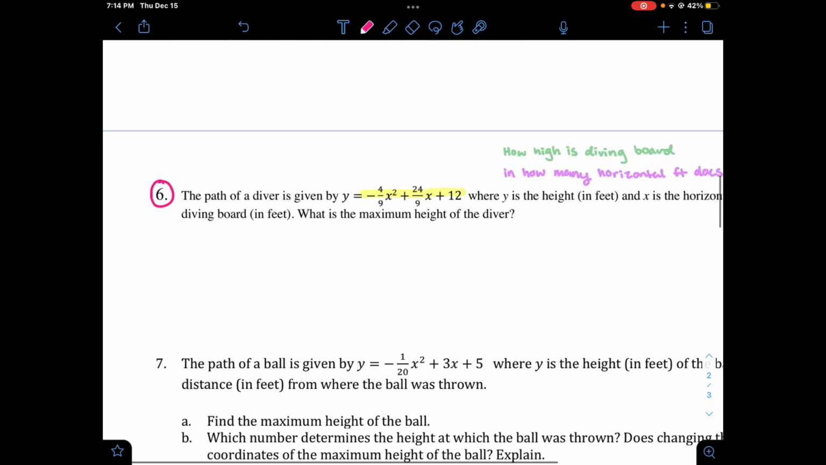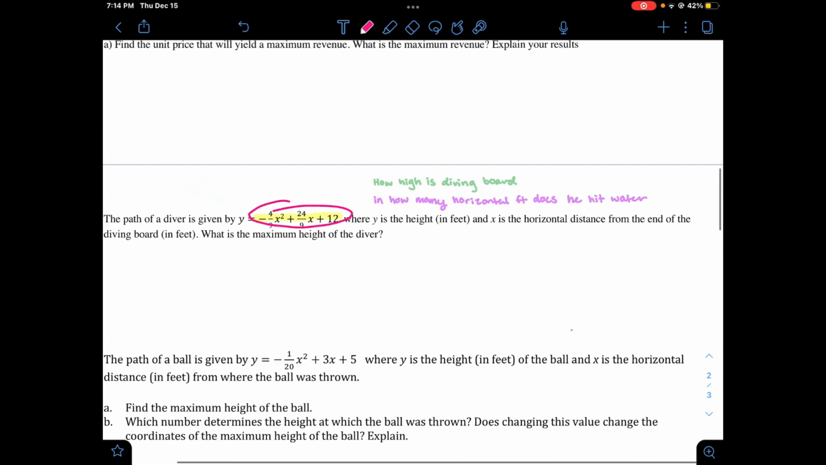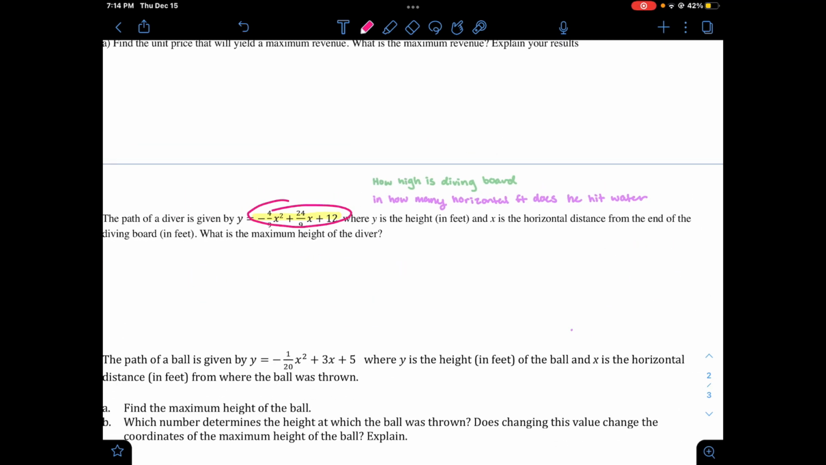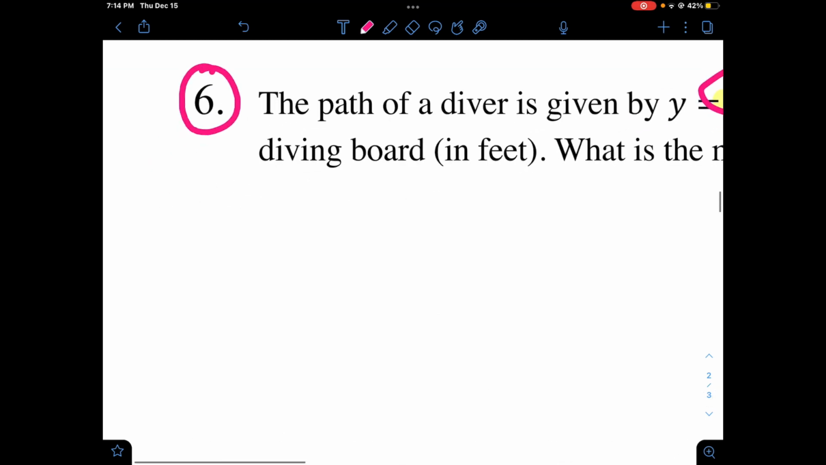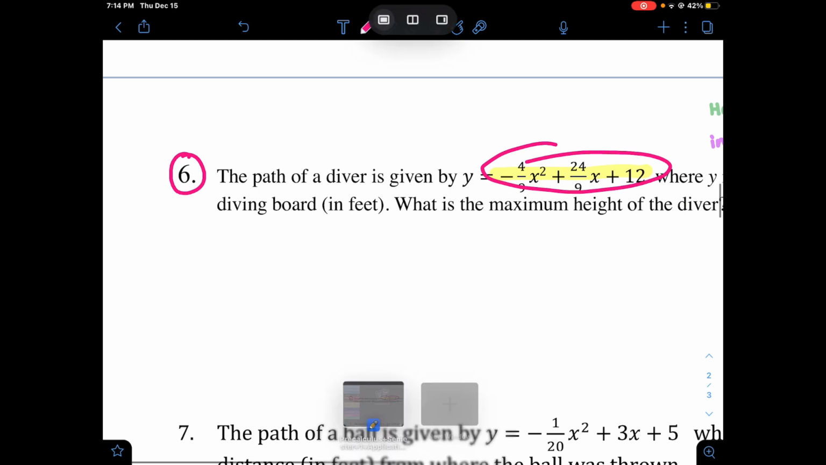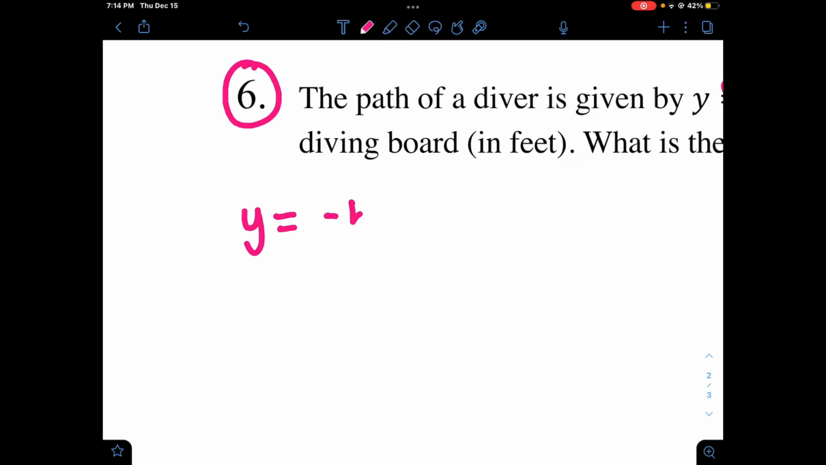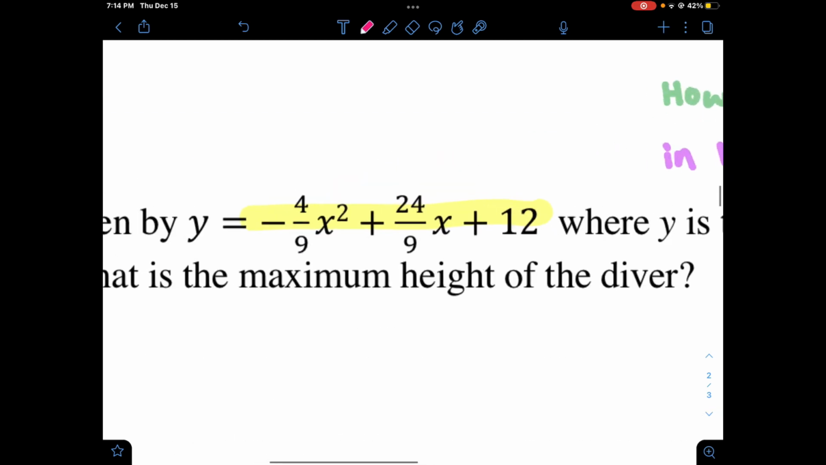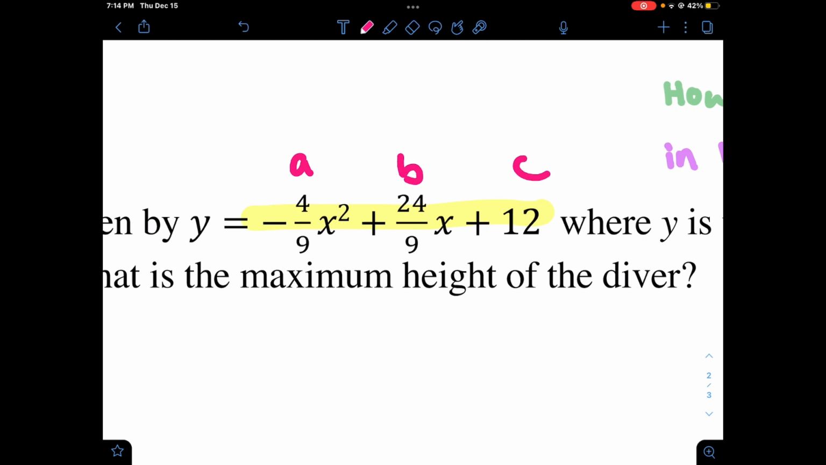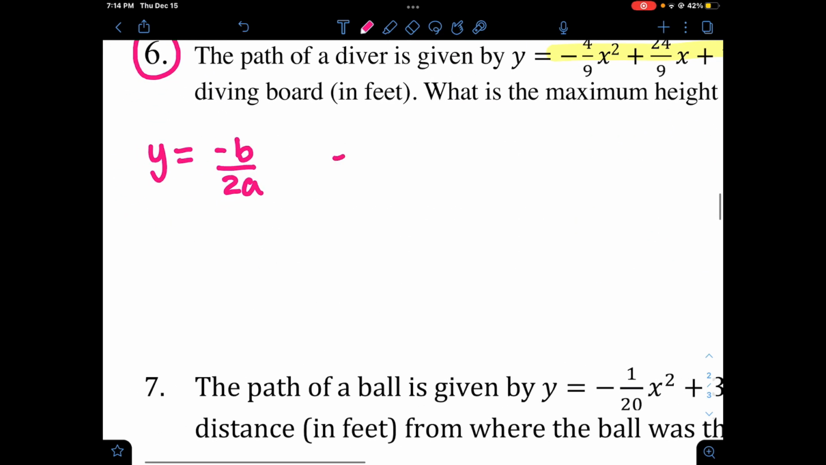Okay, so for number 6, we're going to be using this equation to find the maximum height of the diver, the height of the diving board, and how many horizontal feet it is when he hits the water. So first, we're going to need to solve our f of x. That is going to be the equation x equals negative b over 2a. To solve for that, we're going to need to break this up into a, b, and c. So that would leave us with negative 24 over 9, all over 2 times negative 4 over 9.